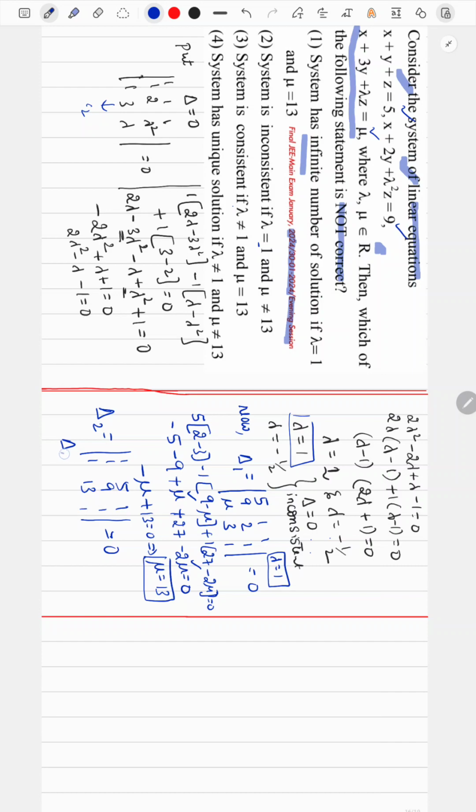Similarly, we will solve Δ3. Δ3 also equals 0. In Δ3 also we get two similar columns. If any two rows or any two columns are the same, then the value of the determinant is 0. Looking here, we got λ equals 1 and μ equals 13. When you get these, Δ equals 0, Δ1 equals 0, Δ2 equals 0, Δ3 equals 0. With this condition, you will get infinitely many solutions by Cramer's rule.